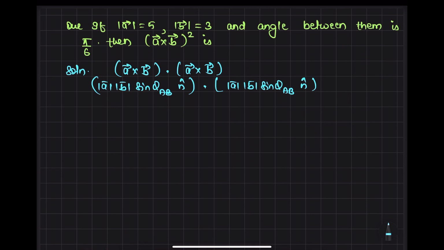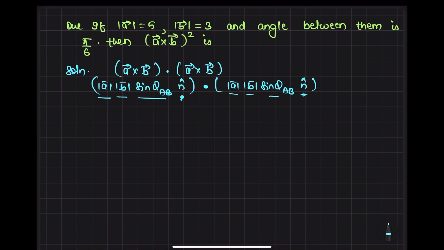Okay. Now, look at this part. Now you have to do the dot product. If you observe, this is a number, this is a number, this is a number. And this is a vector, a unit vector, correct? And here also it is magnitude, magnitude, magnitude, and it's a unit vector.